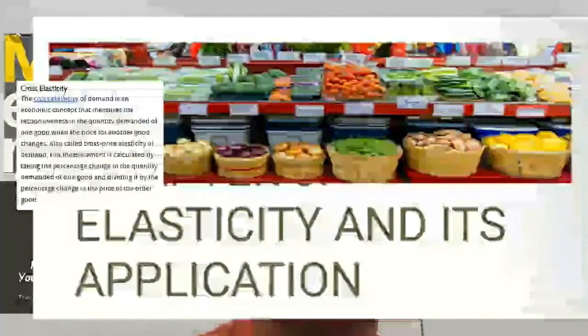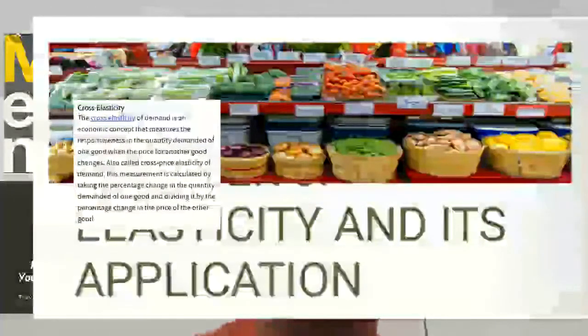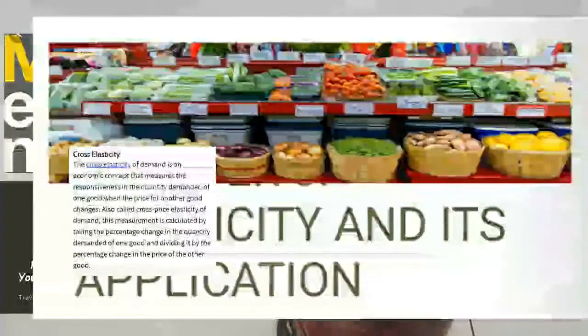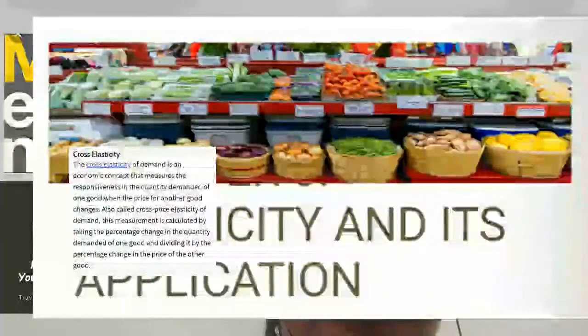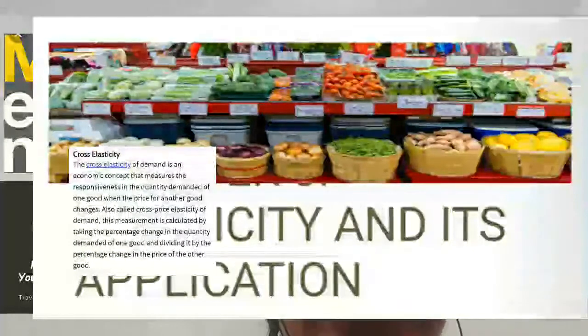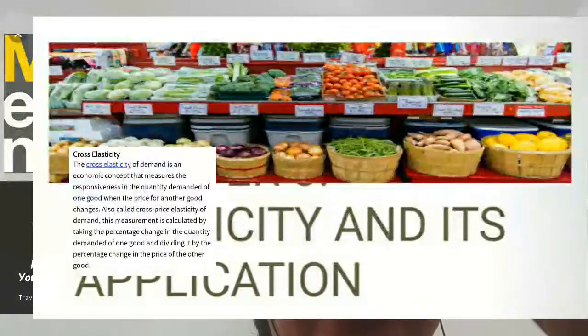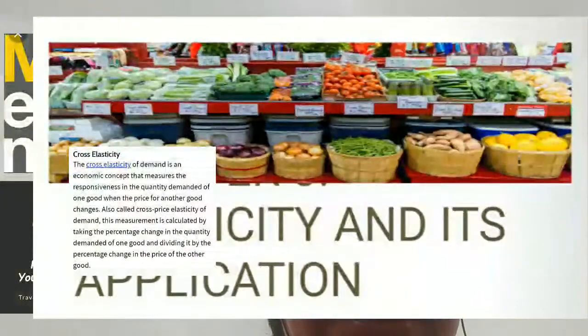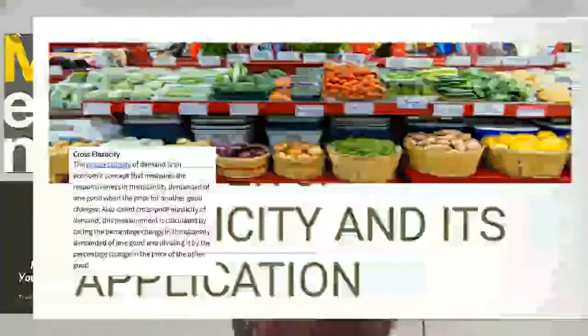So, when we talk about cross elasticity, the cross elasticity of demand is an economic concept that measures the responsiveness in the quantity demanded of one good when the price for another good changes. It is also called the cross price elasticity of demand. This measurement is calculated by taking the percentage change in the quantity demanded of one good and dividing it by the percentage change in the price of the other good.